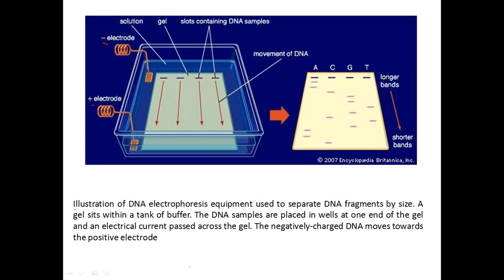This is an illustration of DNA electrophoresis equipment used to separate DNA fragments by size. The gel plate is kept in a buffer solution. The DNA samples are placed in wells, where the sample is placed. Once the electric current is passed across the gel, the negatively charged DNA moves towards the positive electrode. This is the movement speed.